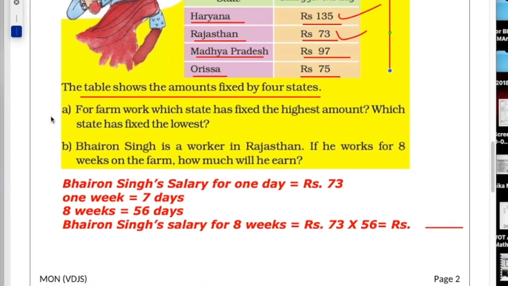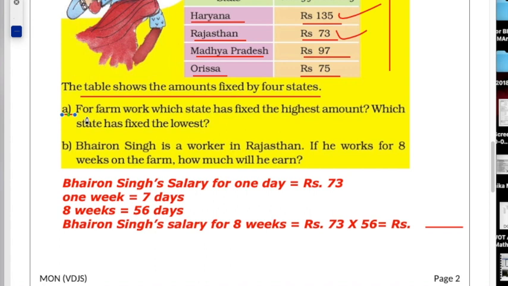First question, A part. For farm work, which state has fixed the highest amount? We can see from the table which state has fixed the highest amount. Haryana, rupees 135. Which state has fixed the lowest? Rajasthan, rupees 73. We can compare these: 135, 73, 97, 75. The maximum is 135 and the minimum is 73. So Haryana has fixed the highest amount, and Rajasthan the lowest.